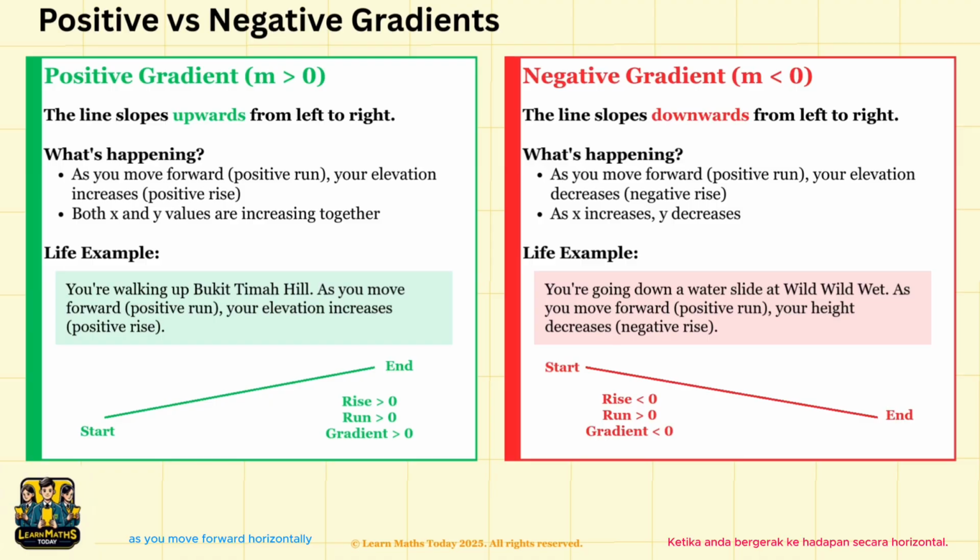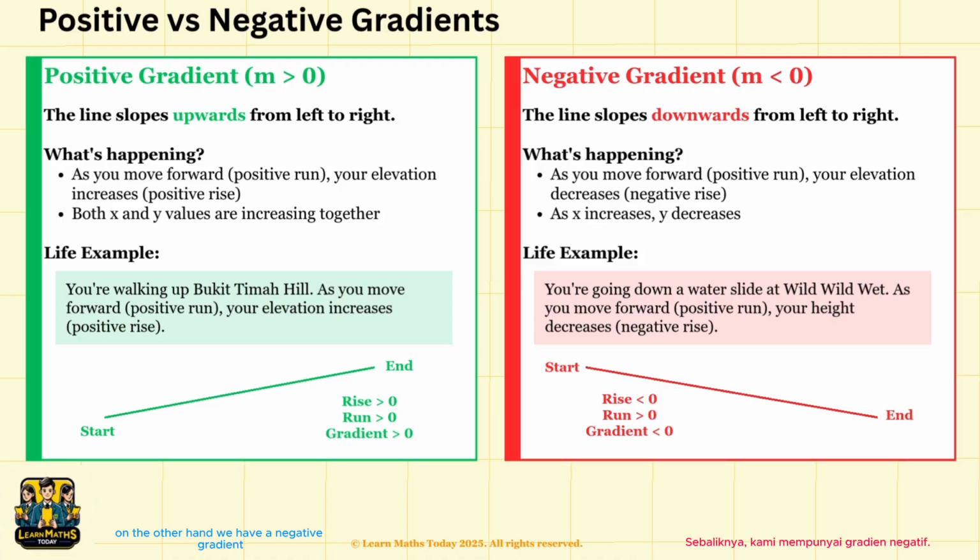What's happening mathematically? As you move forward horizontally, your vertical position, your elevation, is increasing. Think of it like this: your x values are getting larger, and your y values are also getting larger alongside them. A great real-life example is if you're walking up Bukit Timah Hill. As you take steps forward, you are definitely gaining elevation. The steeper the path, the larger that positive gradient is.